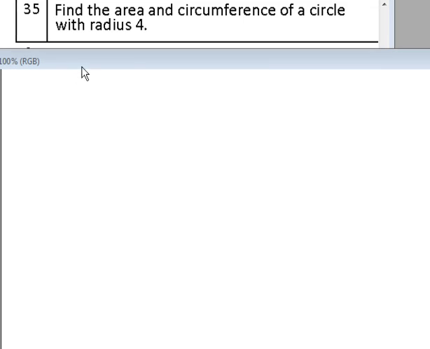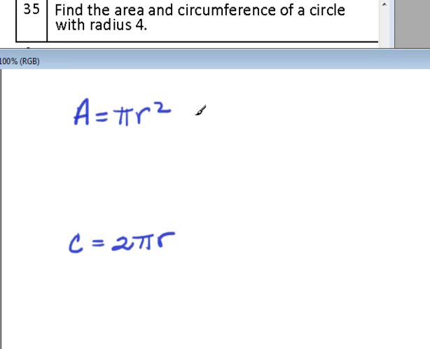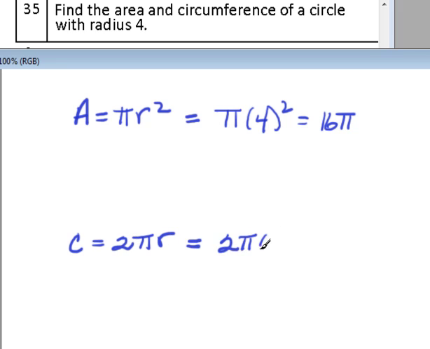And finally, in 35, we want the area and circumference of a circle with radius 4. Let's remember the formulas. The area is pi r squared, and the circumference is 2 pi r. We have radius 4, so that's pi times 4 squared. We write that as 16 pi, and that would be square units. And circumference 2 pi r, that's 2 pi times 4. So we'll write 8 pi, and that would be linear units.